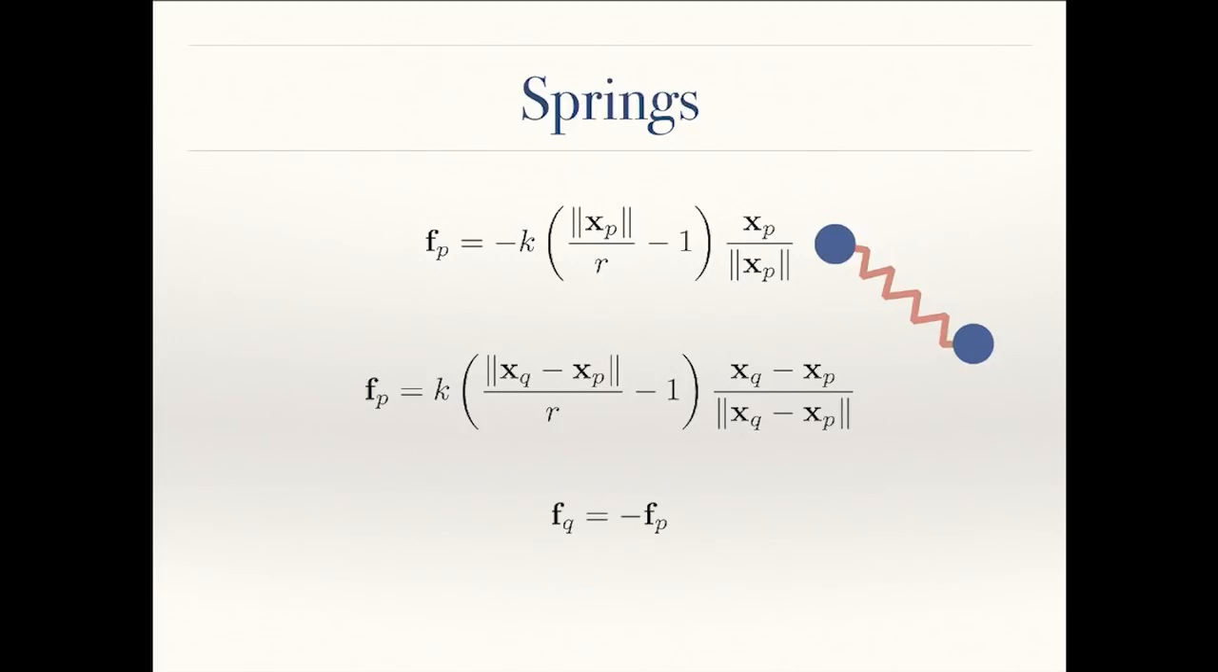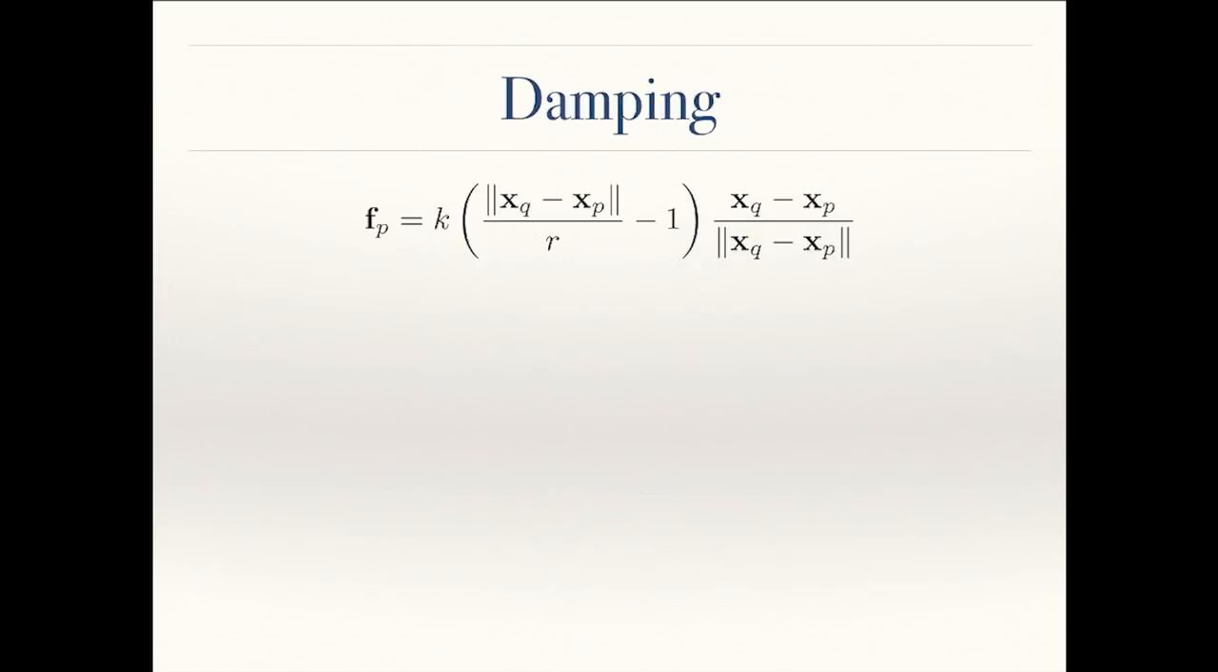And then, of course, to obey Newton's third law of motion, we need equal and opposite forces, and so the force on particle q will be equal to the negative of the force on particle p. Finally, we'll add damping to our spring, because damping models internal friction, and without it, things don't look very realistic.